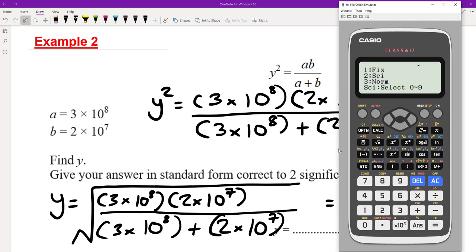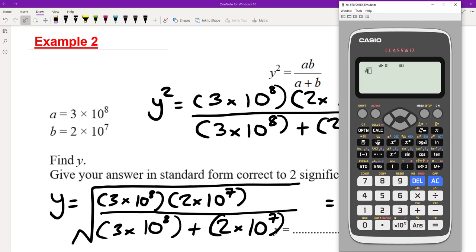And because the question says give your answer in standard form, correct to two significant figures, we can do the same thing on our calculator by writing in 2. So automatically the answer will be displayed in two significant figures in standard form.